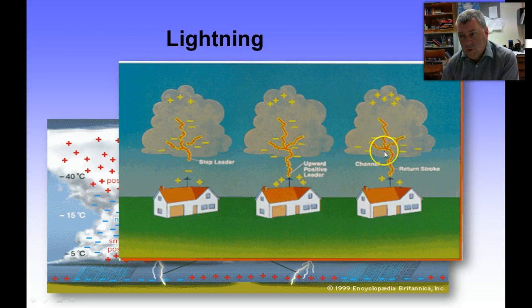And the thunder is, of course, because the hot plasma is heating the air so that the air particles move faster than the speed of sound away, and so you get a sonic boom, and that's the thunder that we hear.